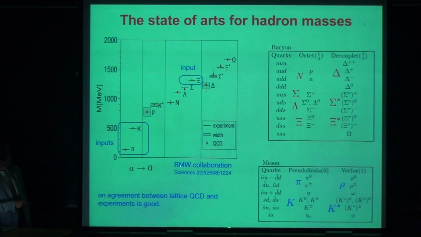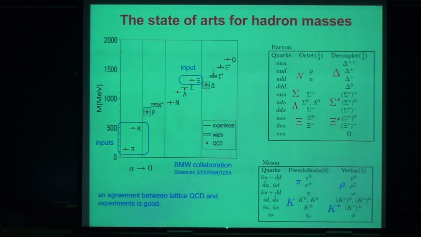And this is the most state-of-the-art calculation, made by the so-called BMW collaboration in Germany. They published this result in 2008 in Science. In QCD, we have three parameters: one is the coupling constant, the others are quark masses. We have to fix this input by taking the pi meson mass, K meson mass, and xi baryon mass. So these three are input. The other 1, 2, 3, 4, 5, 6, 7, 8 are predictions.